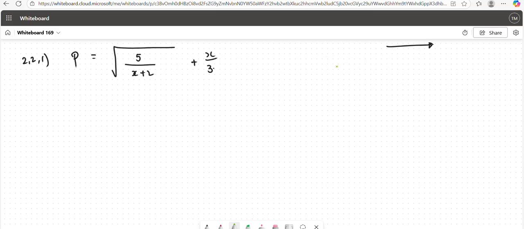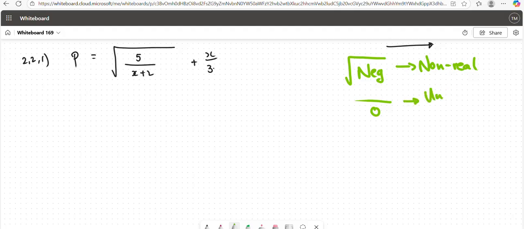Right? So something that would make this non-real is if inside of that root I had a negative. Remember that? If inside of the root I have a negative, how do I put this? I think the best way is to put it like this. Underneath a root, this would make it non-real. And what actually makes it undefined is if I was dividing by a 0. That makes it undefined.